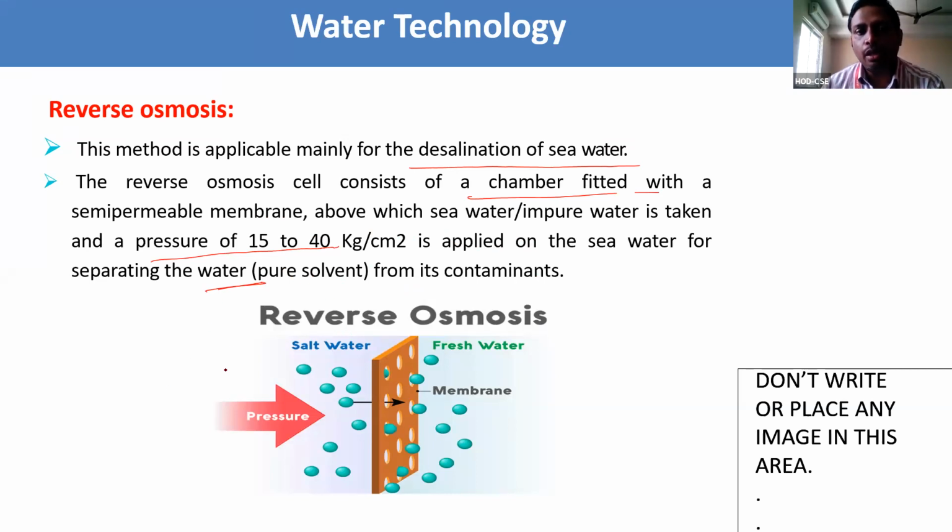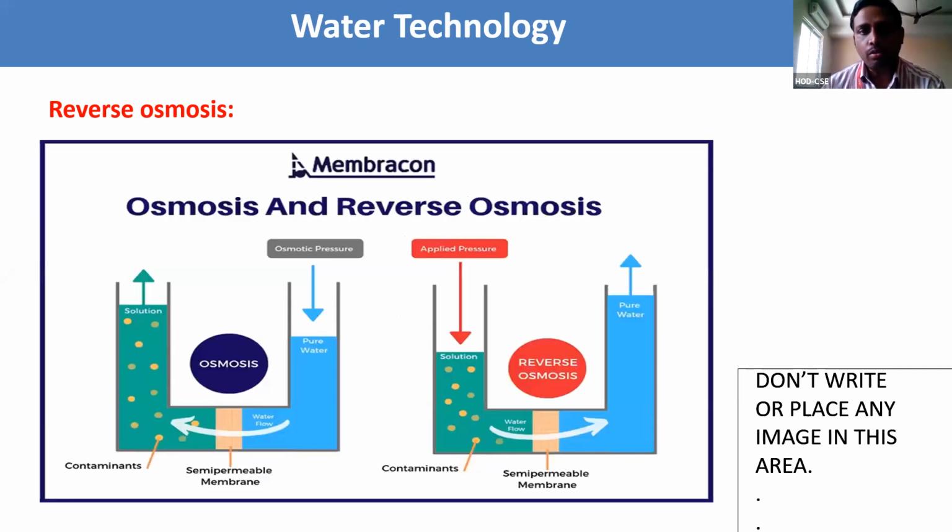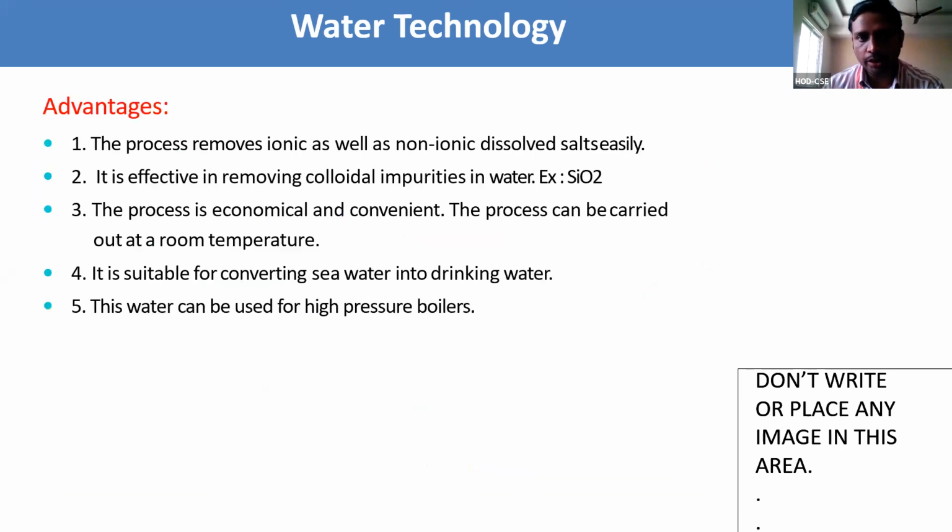Here, above the membrane, we are taking the salt water and impure water and applying pressure, that is, 15 to 40 kg per centimeter squared on the seawater, for separating the pure solvent from its contaminants, pure water. From impure water we are taking the pure water. This is the process. Coming to the advantages of this.